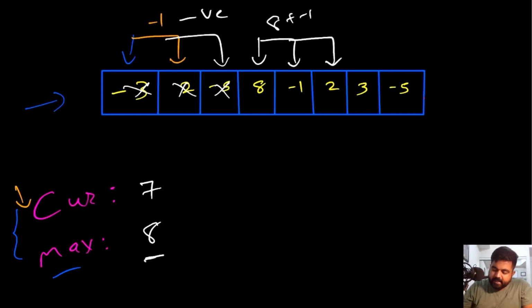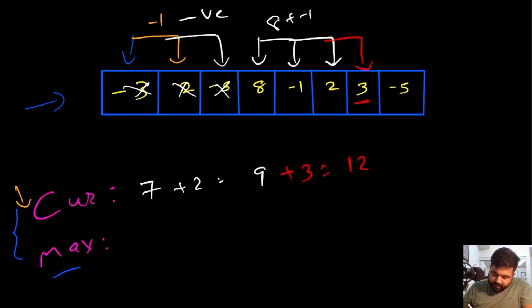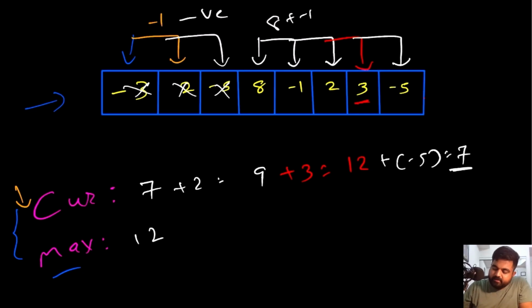Now we again add this value to our current sum, so 7 plus 2 is 9, which is greater than the maximum value we had, so this becomes 9. Now this is also a positive value 3, so we can do 9 plus 3, which becomes 12, and we update the maximum sum to 12. Then this value is -5, so 12 plus -5 is going to be 7. Because this value is still positive, we keep this current subarray going, because future values might be positive, and this can go up pretty quickly.